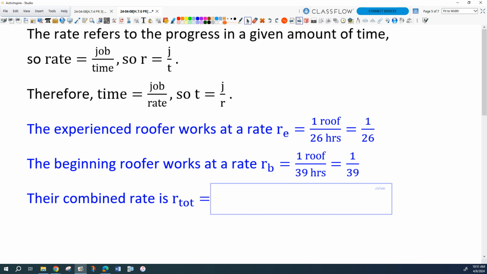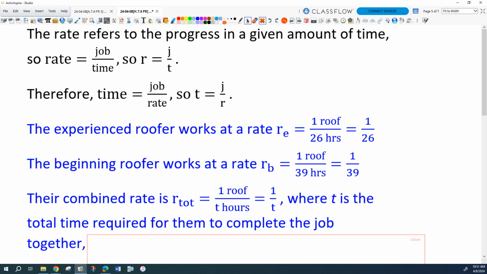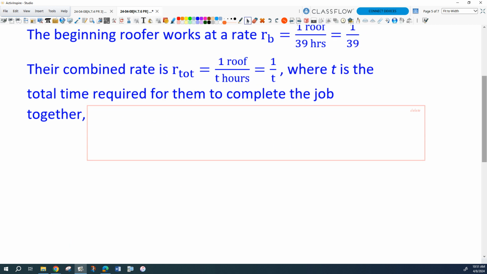Oh, yeah, here's another way to look at this one. I thought this clarified things a little bit. And we already kind of did this stuff, right? If we call R sub E the rate at which the experienced roofer is able to work, one roof in 26 hours, so it's 1/26. Beginning rate is 1/39, right? One roof in 39 hours. Then we can combine all that stuff, right? Where if T is the total time, the total rate is one roof per T hours.